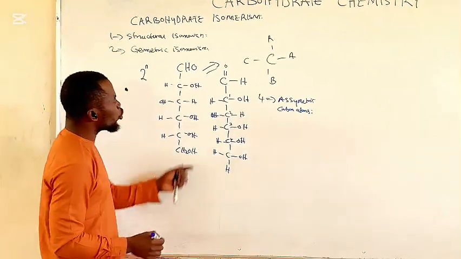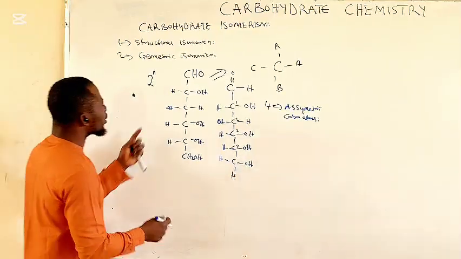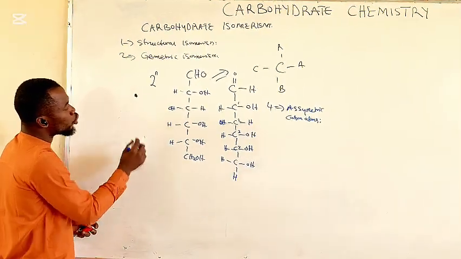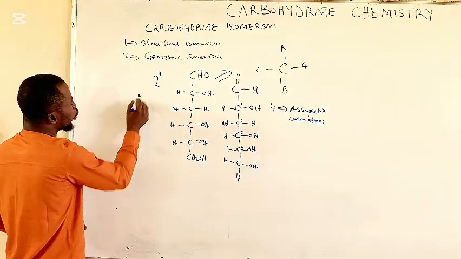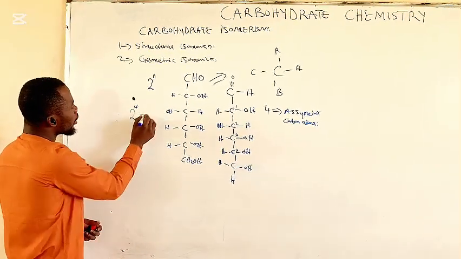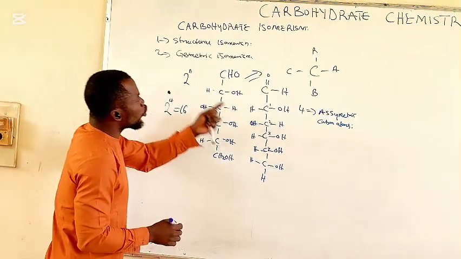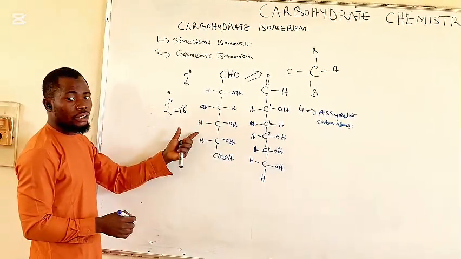And we say that to know the possible isomers of a molecule, you raise 2 to the power of the number of asymmetric carbon atoms. So for glucose, 2 raised to the power of 4 gives 16, meaning glucose has 16 different isomers.